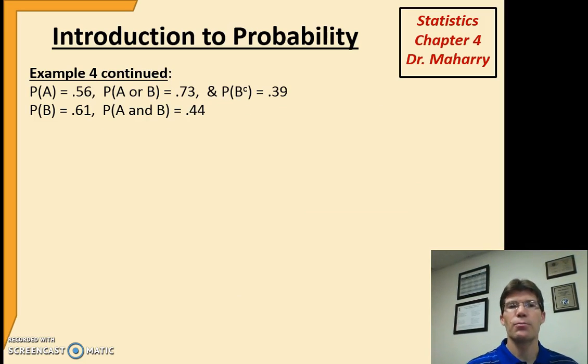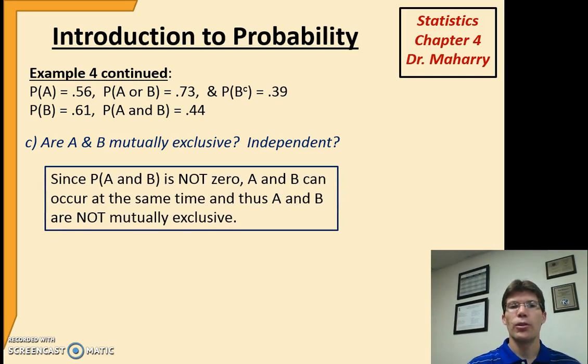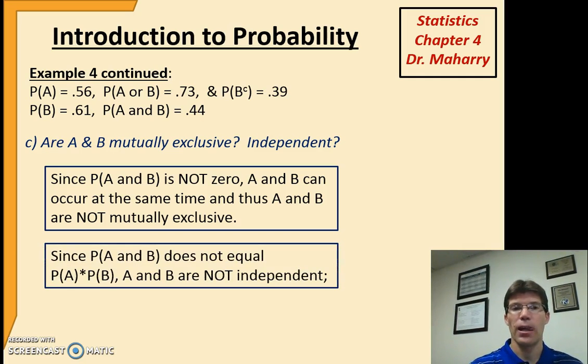If we continue this problem with one more, let's talk about independence and mutually exclusive. Are these events mutually exclusive or independent? So remember, mutually exclusive means the events cannot occur at the same time. Independent means knowing something about one event does not affect the other. Well, notice that A and B is not 0. Probability of A and B is 44%, which means A and B can occur at the same time. So they are not mutually exclusive.